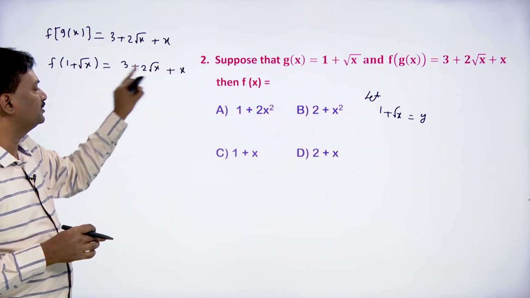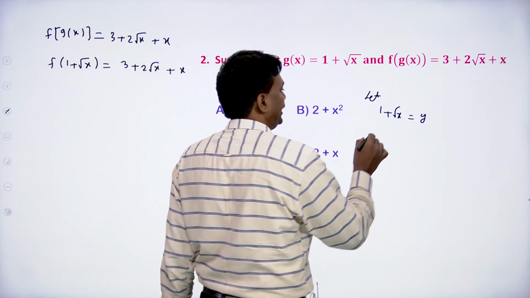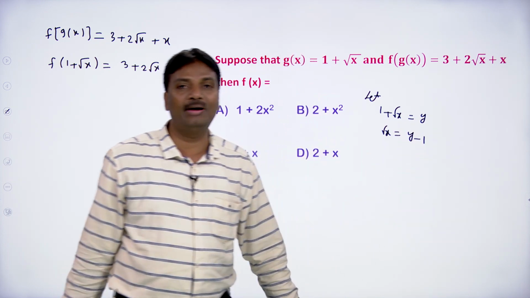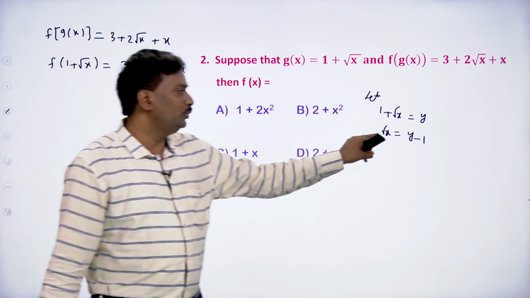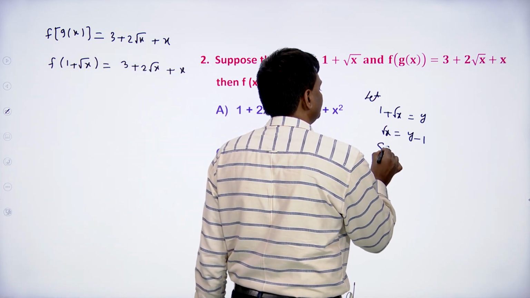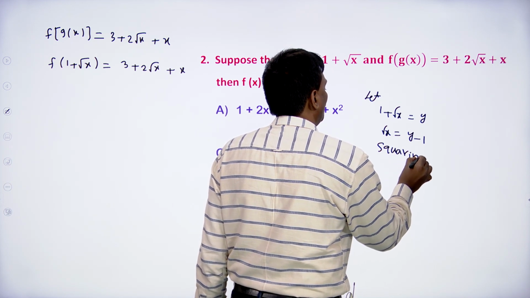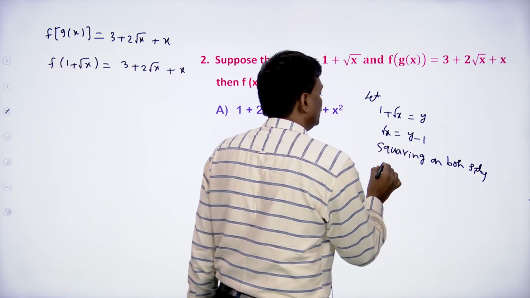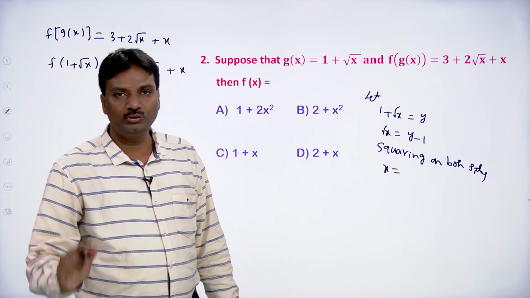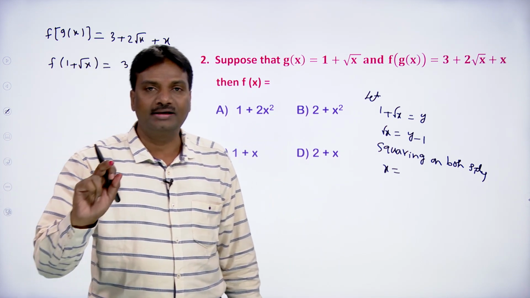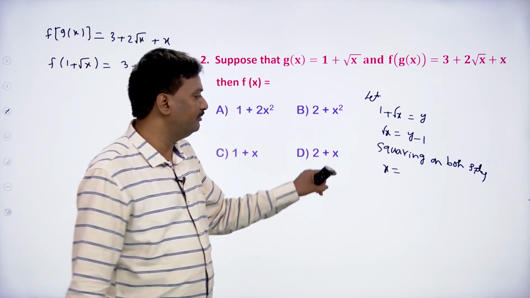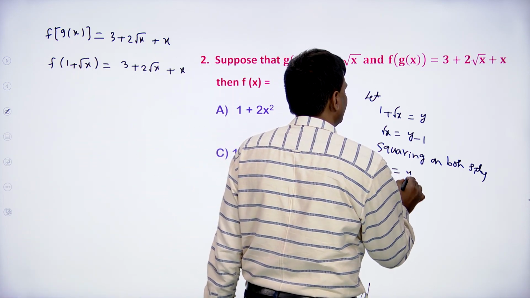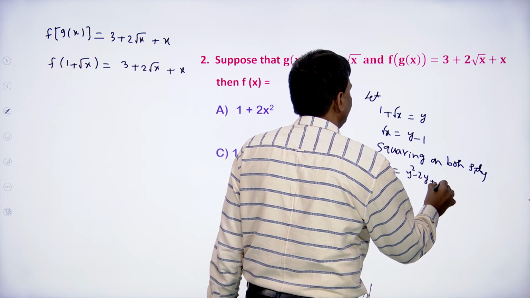So f of y equal to 3 plus 2 root x plus x. By taking 1 to this side, from this we can write root x equal to y minus 1. Here x is there. To get x, let us square on both sides. Root x whole square is x. Root x is nothing but x power 1 by 2, x power 1 by 2 whole square, the 2s get cancelled. So you will get x. In RHS we have y minus 1 whole square, y square minus 2y plus 1.